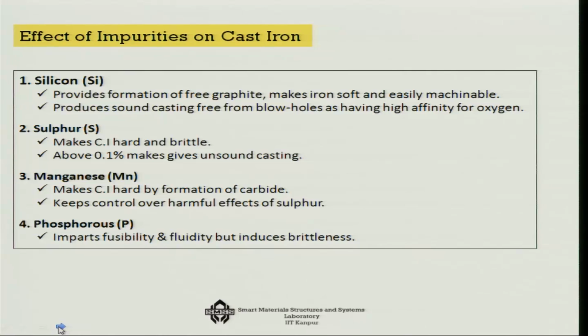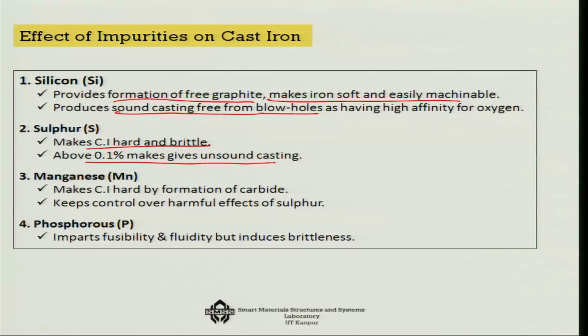Now, the effect of impurities on cast irons: suppose I add silicon as an impurity, then it favors the formation of free graphite, makes iron soft and easily machinable, and provides sound casting free from blowholes, as it has high affinity to oxygen. If I add sulfur, the cast iron will become hard and brittle, and above 0.1% it gives very unsound casting. So, we should not add too much sulfur at all.